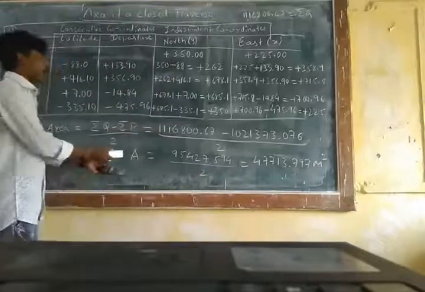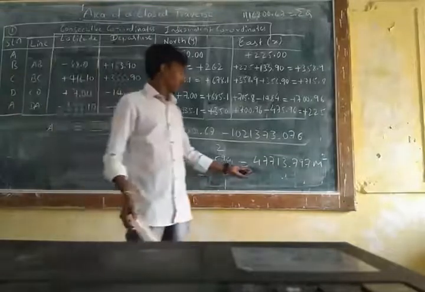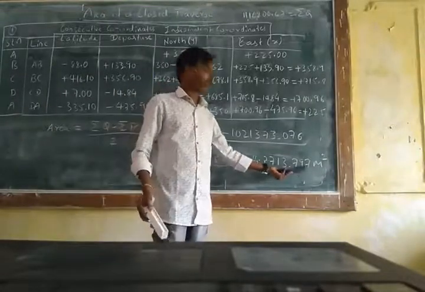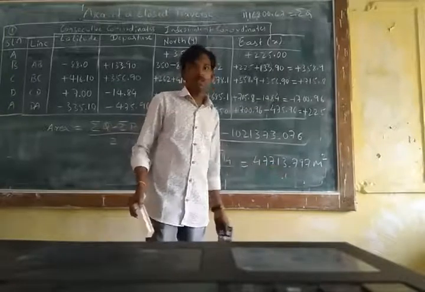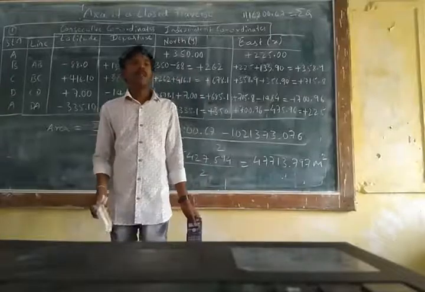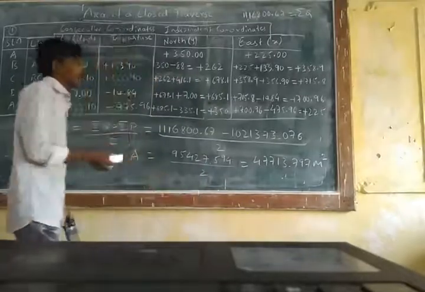So this is the area, that is 47,713.797, or 47,713.8 square meters. So this completes the topic area of closed traverses.